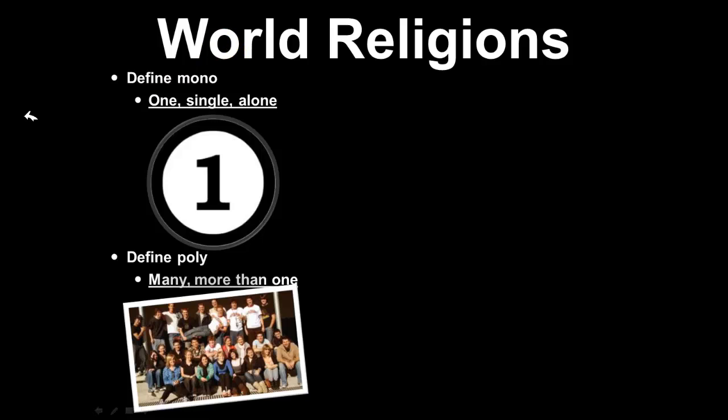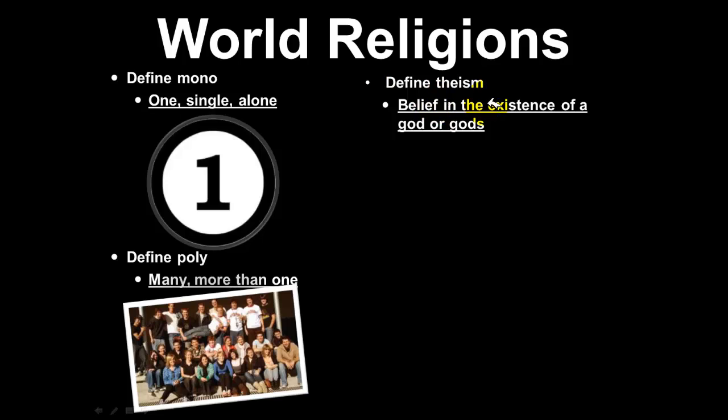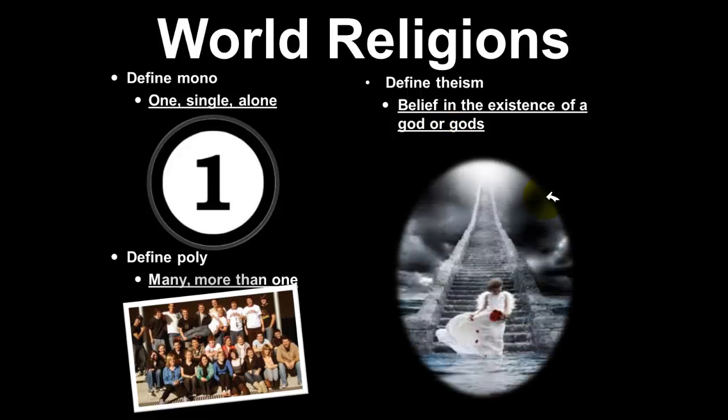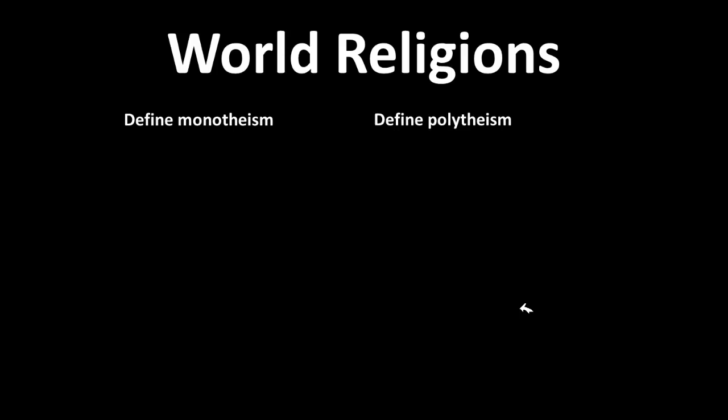Define poly. Going along with that, poly means many. The prefix poly means many, more than one, which is represented by this picture where you see more than one person. The word theism is the belief in one God or many gods. It is the belief in a higher power, whether it is one God or many gods, and that's represented by this picture, which is angels descending from heaven.